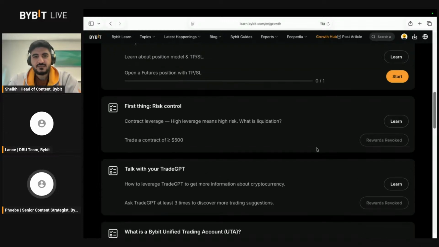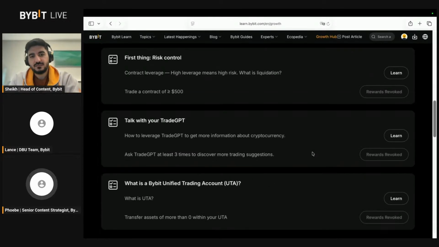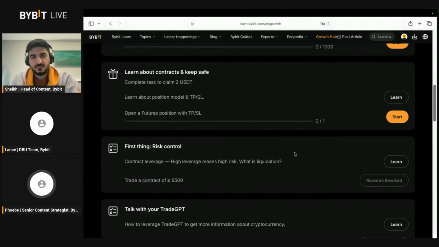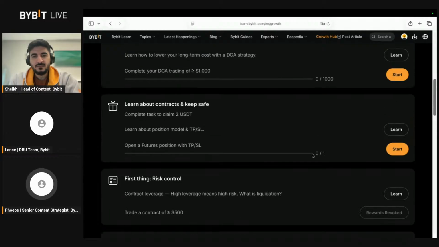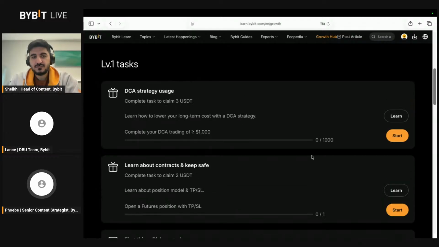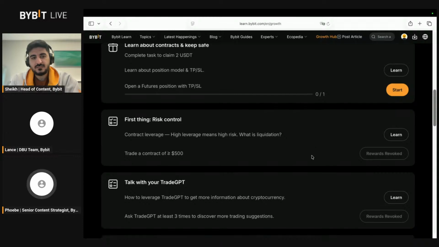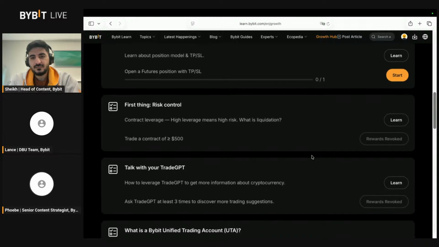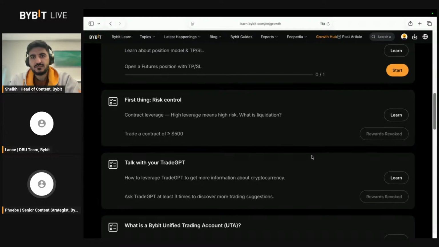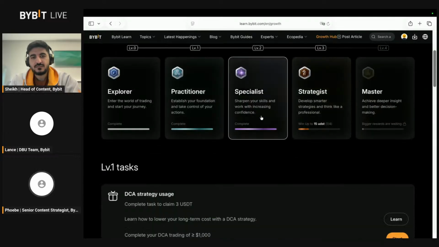Level 1 is about getting you comfortable, introducing you to smart tools, and making sure that you trade safely. You can explore some very simple trading tools, like Trade GPT for AI powered market insights. You can also try out a DCA strategy to build positions steadily over time, and learn how to set take profit and stop loss on your contracts. We want to help you get a grounding in basic risk control. This simple task can help you build real confidence. This is for the first level.